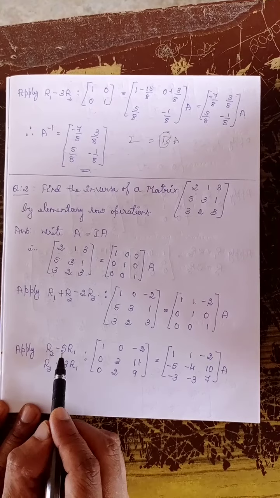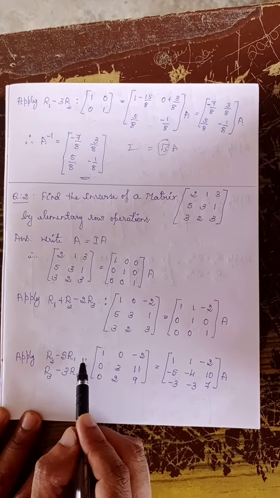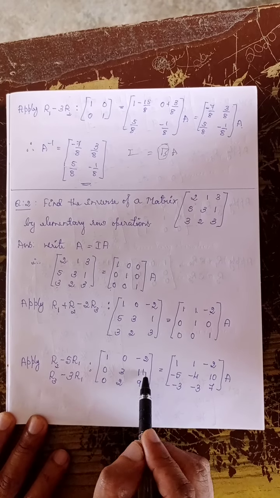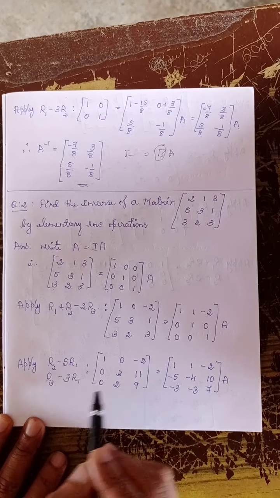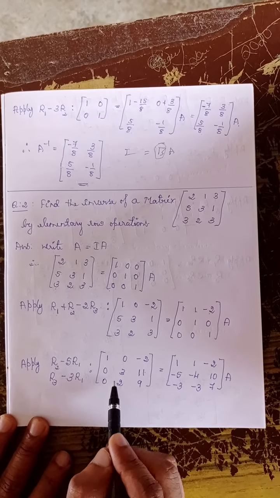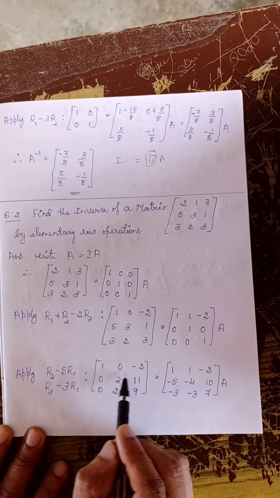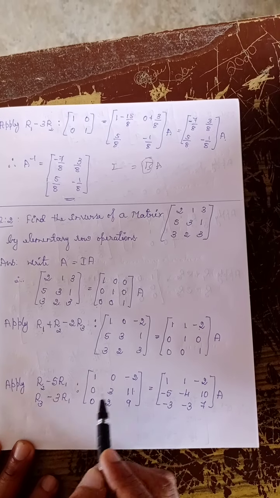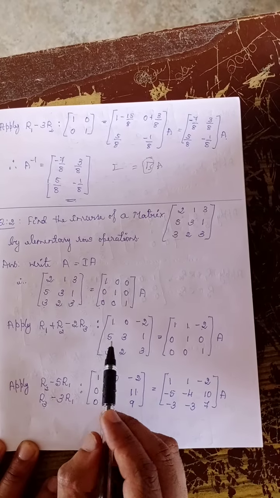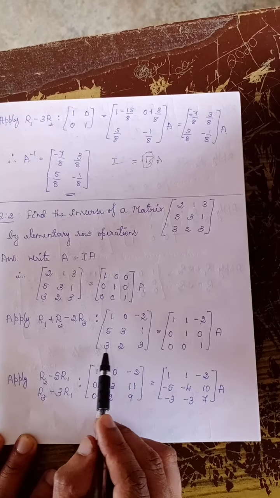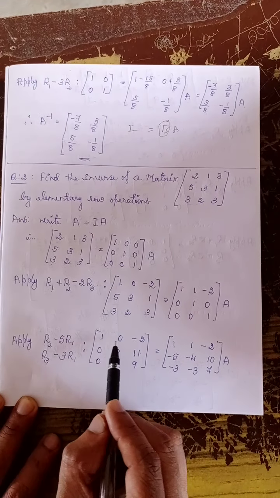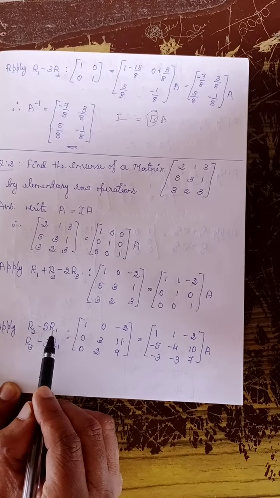Now R2 minus 5 R1: multiplying the row 1 elements by 5, then subtracting from row 2, so row 2 changes. And R3 minus 3 R1: multiply the row 1 elements by 3, then subtract it from row 3. Therefore row 2 and row 3 get changed, and row 1 remains as it is, 1 0 minus 2.